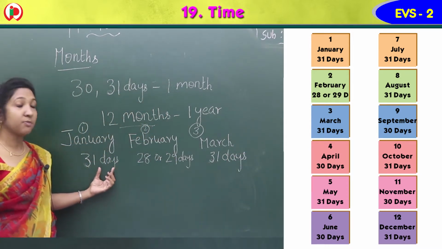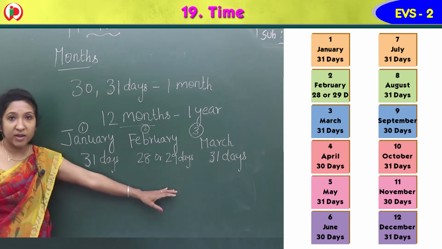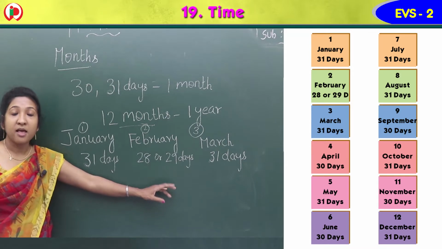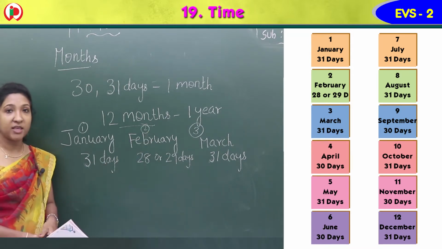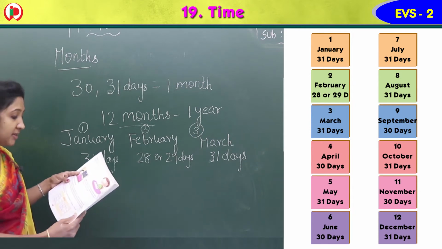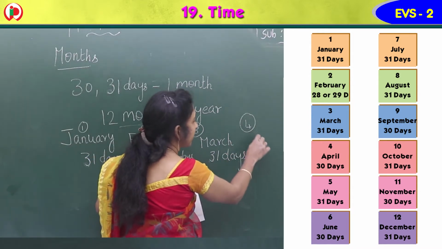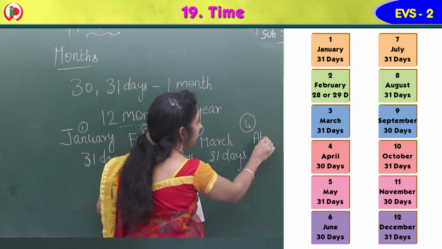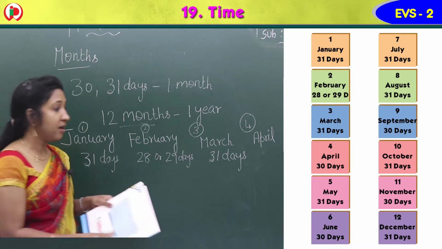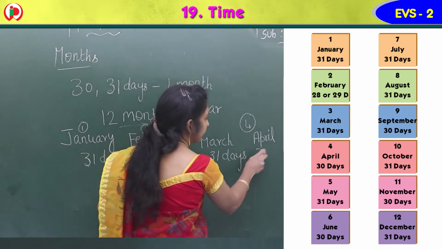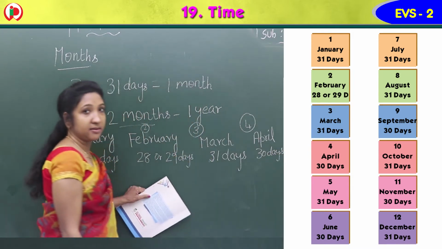January, the first month of the year, we have 31 days. Then February, 28 to 29 days. Afterwards again March, 31 days, the third month of the year. Then the fourth month is April. Fourth month of the year is April. A-P-R-I-L, April. We have 30 days in April.